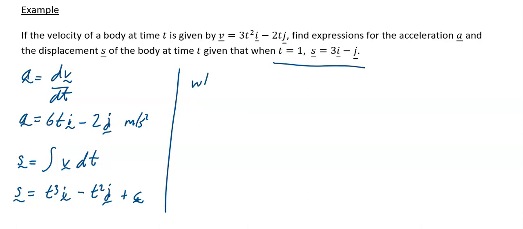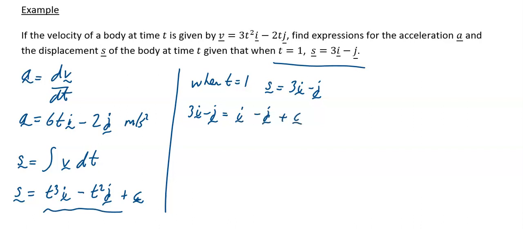So just say when t is equal to 1, s is equal to 3i minus j. So let's just put that in. So that's 3i minus j is equal to, so putting 1 into this, what you're going to get is just i minus j plus your vector c. A wee bit of rearranging, you'll have 2i is equal to your vector c. Therefore, your very last thing, your displacement of the body at time t is just given by t cubed plus 2, I put that in a bracket, that's all my i components, and then minus t squared times j, and that is it done.